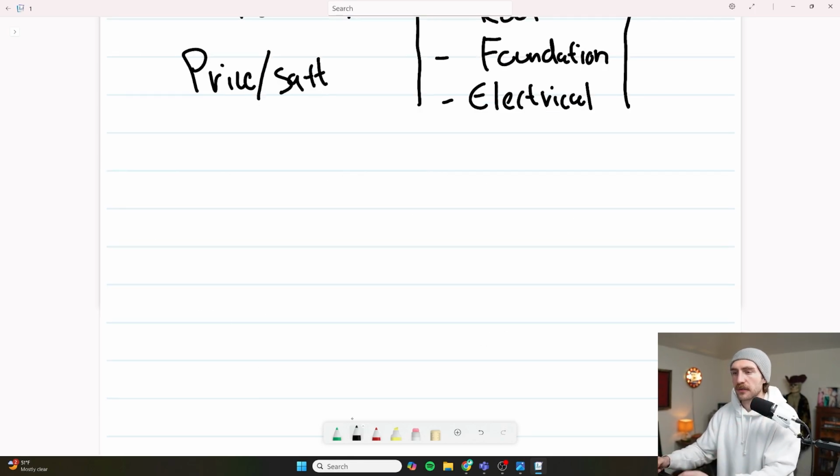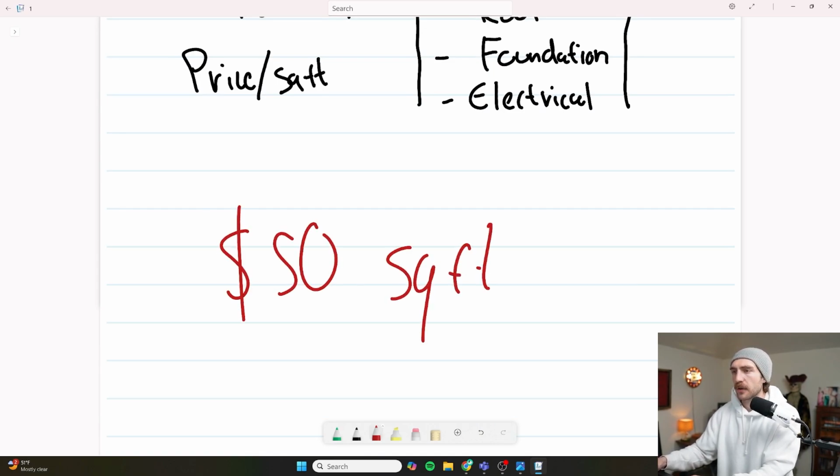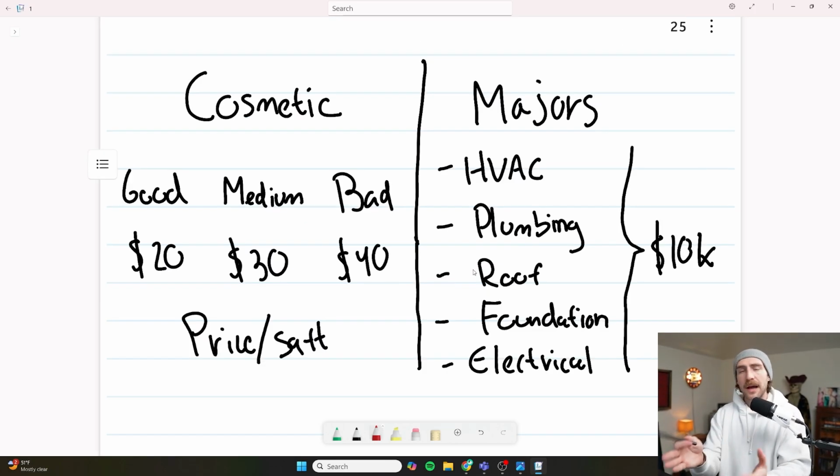Now, a little bonus for everyone, guys, is in fire damage properties, I budget $50 a square foot if they're fire damaged. So now that we have this formula, Max, you've geared me with this formula.